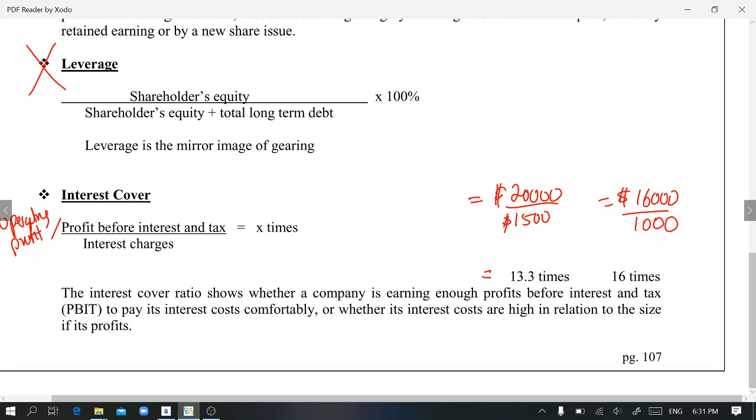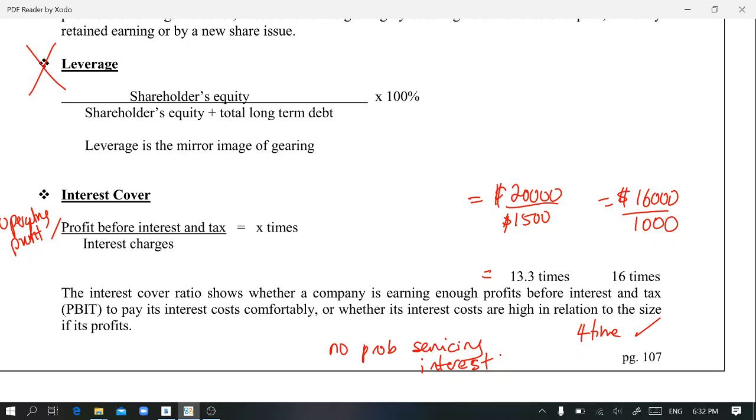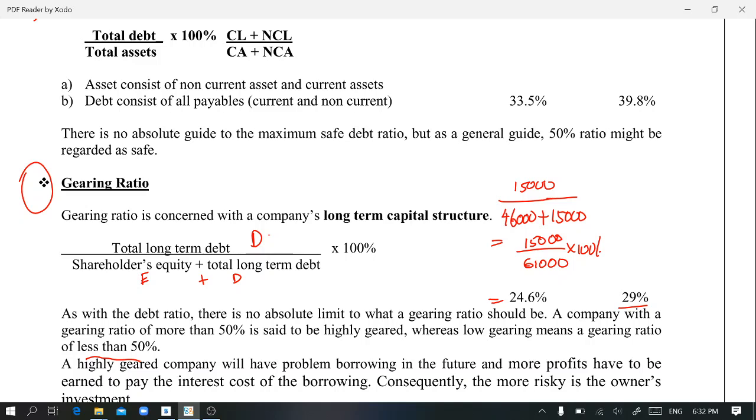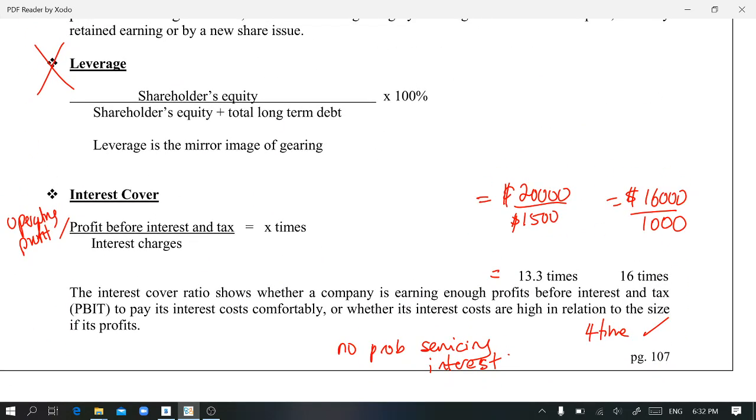The higher, the better. Ideally, 4 times is considered acceptable. So this one 13 times, 16 times means the company has no problem servicing interest. They have enough profit to service their interest. Okay, so it's not high risk. Their debt is low. The profit they generated is enough to pay the interest.